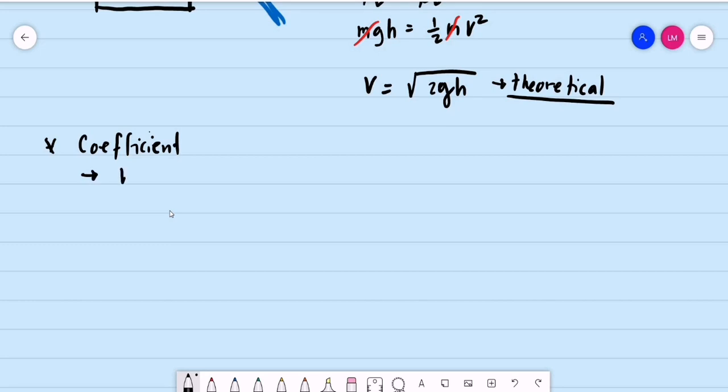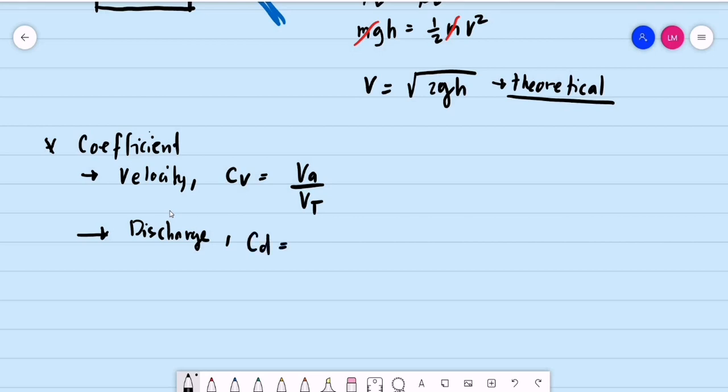This is for the velocity, the coefficient of velocity. The coefficient of velocity, C sub v, is equal to the actual velocity divided by the theoretical velocity. Then when it comes to discharge, or the flow rate Q, we have the coefficient of discharge. This is equal to the actual discharge divided by the theoretical discharge.